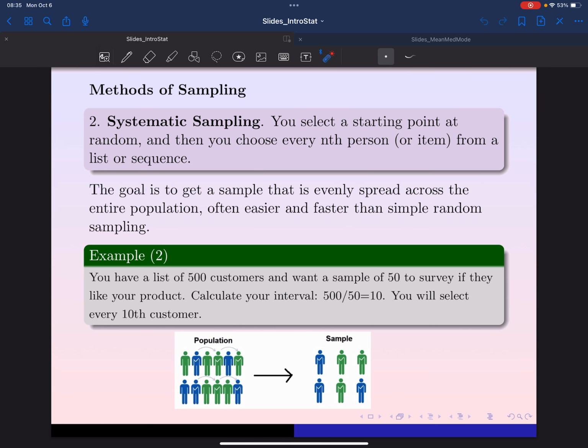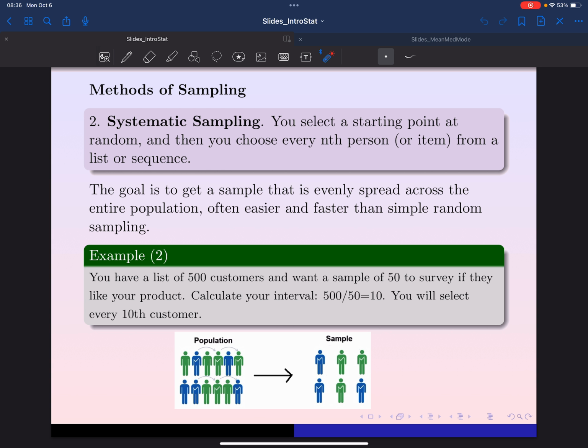Another method of sampling would be systematic sampling. You select a starting point at random and then choose every nth person, for example every 10th or every 5th person from the list or sequence. The goal is to get a sample that is evenly spread across the entire population, often easier and faster than simple random sampling.